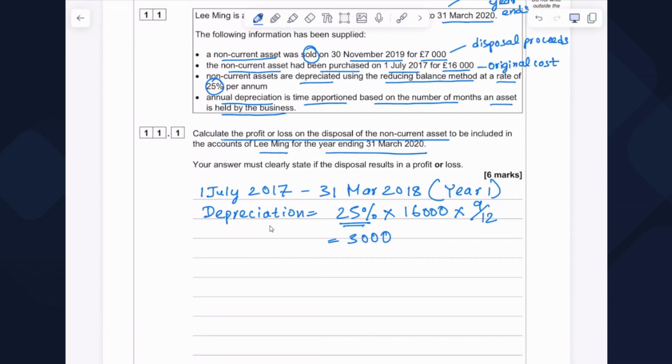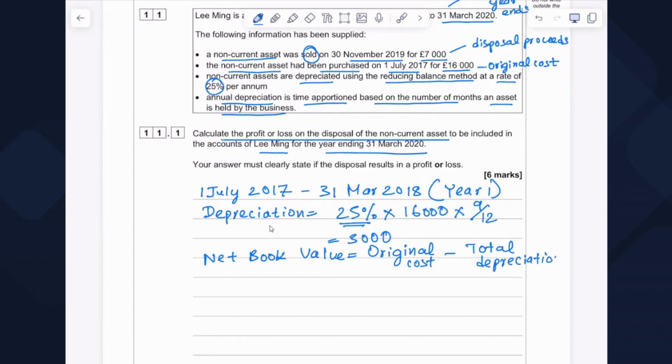Now, because we're using the reducing balance method, what we would be doing every time we're using this method is also calculate the net book value at the end of any given financial year. So we want to find the net book value. And how do we find the net book value? Net book value can be calculated by taking your original cost and subtracting any total depreciation.